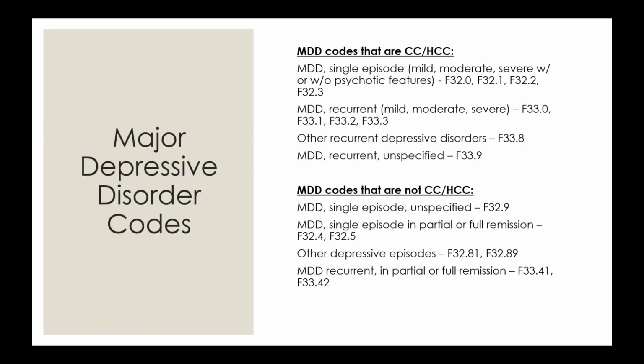And I included this for the major depressive disorder codes because some of them are CCs and HCCs. Just making sure that they document mild, moderate, severe, or if it's recurrent or not, that really helps drive those HCCs and also CCs in the inpatient world. But the codes that are not CC or HCC are F32.9, the unspecified depression code, the single episode in partial or full remission, other depressive episodes, or recurrent depression that's in partial or full remission.